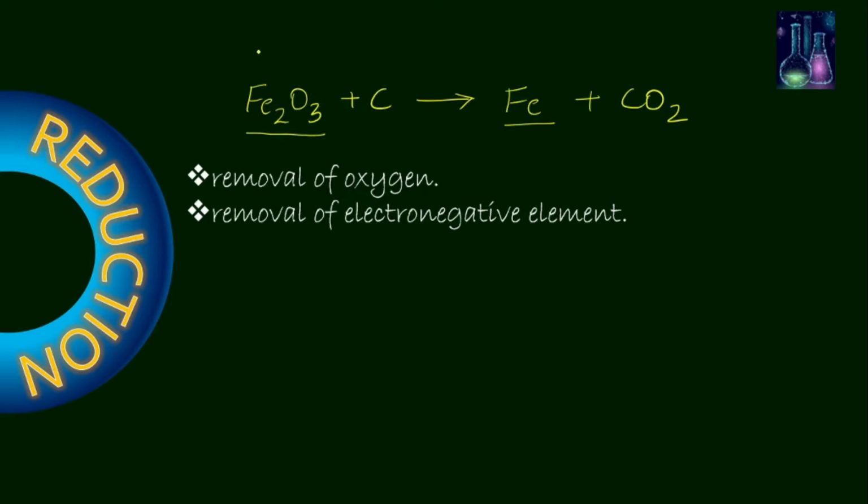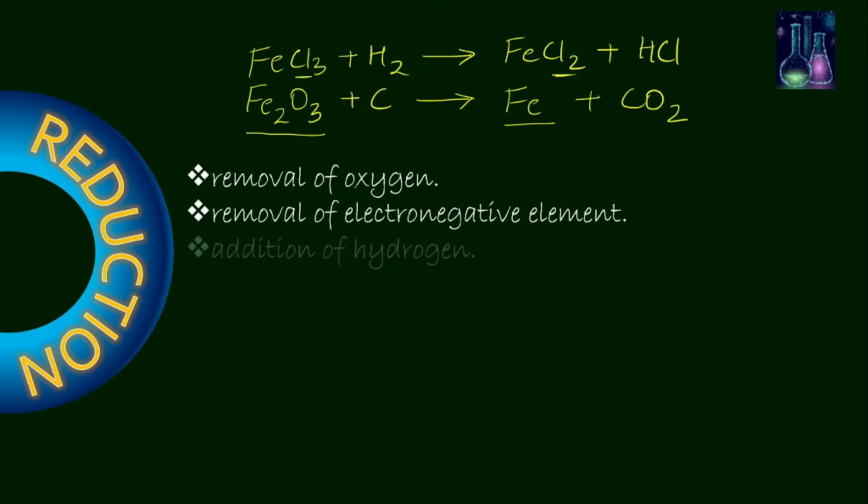Another example, FeCl3 plus hydrogen is converted into FeCl2 plus HCl. Here again, an electronegative atom is being removed. Therefore, this is also a reduction reaction.